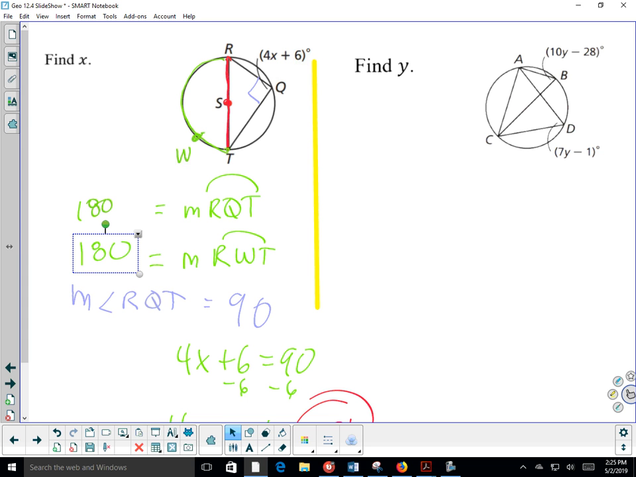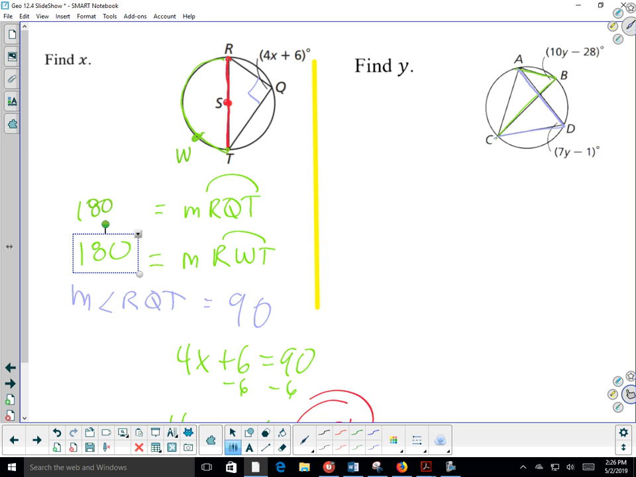I see that angle ABC looks like it measures 10y minus 28. True? Yeah. And I see that angle ADC measures 7y minus 1. Do you agree with that? Yeah. Yes, Nathan Slattery.